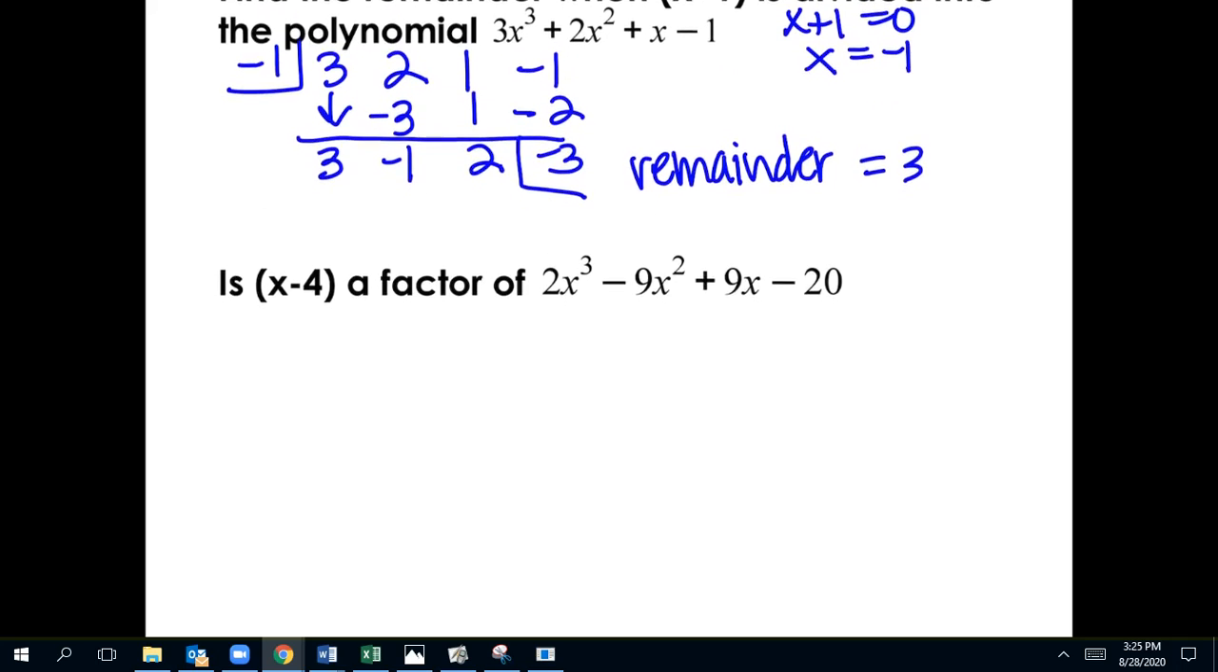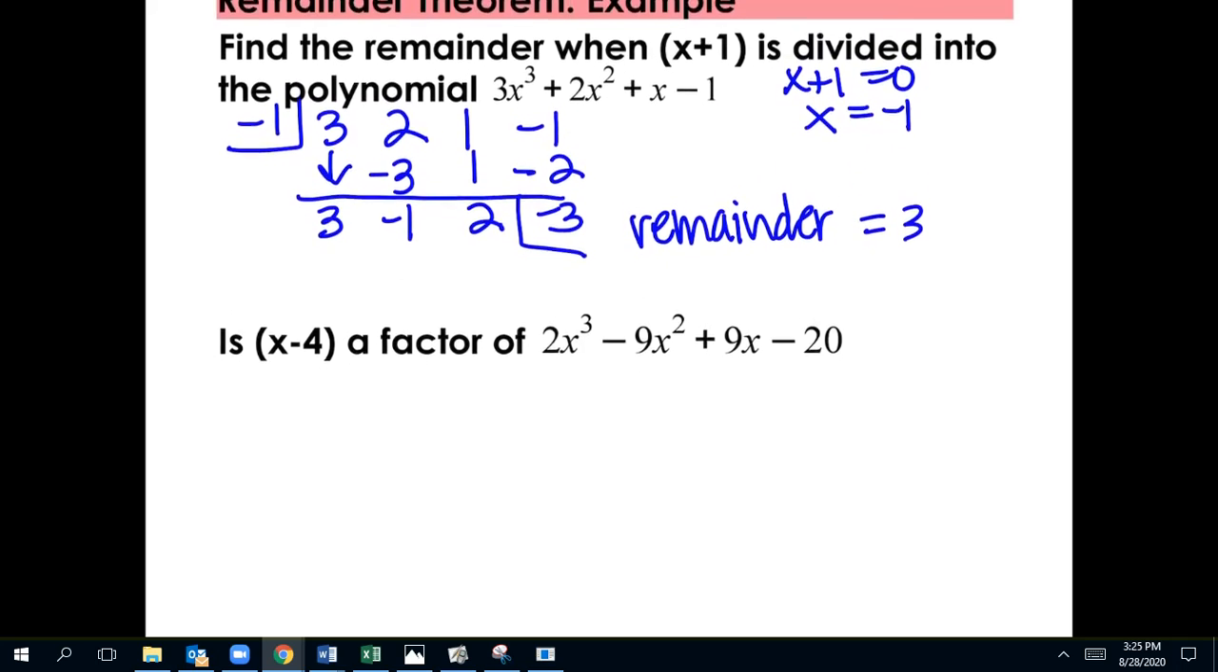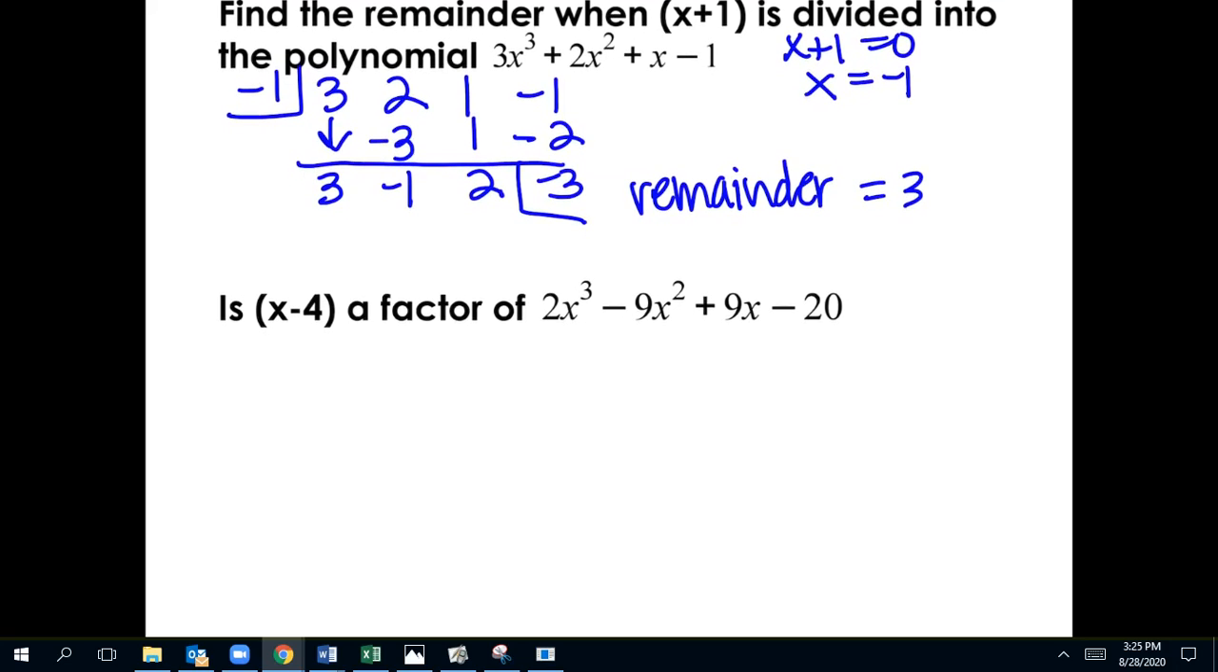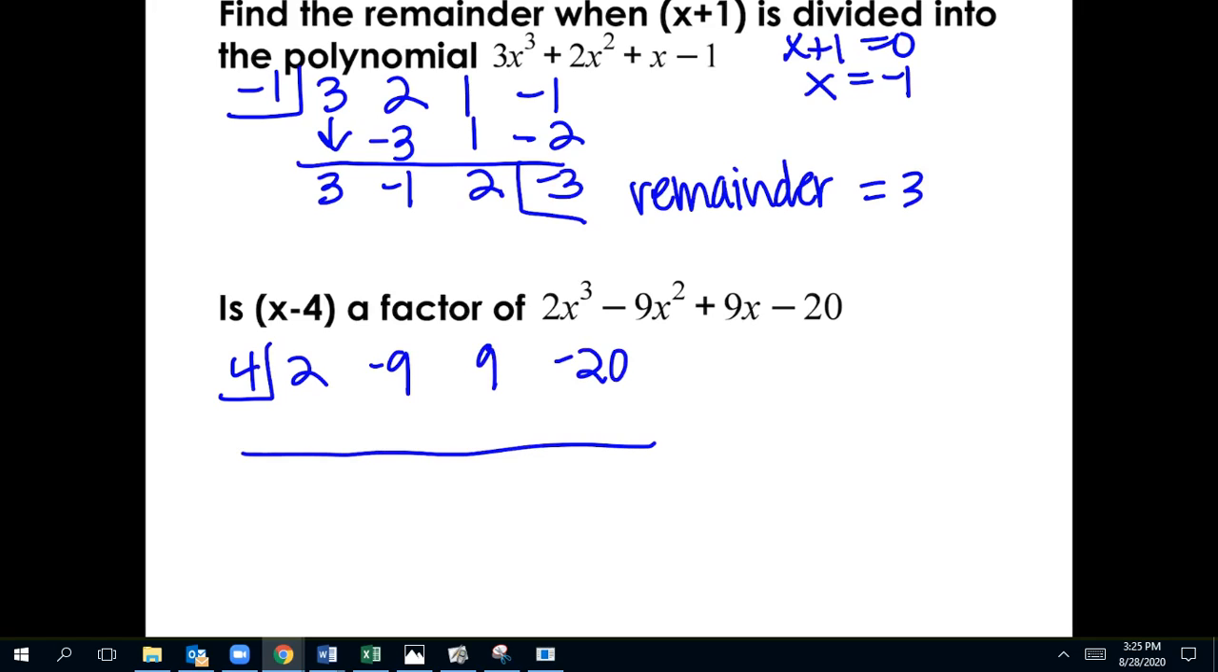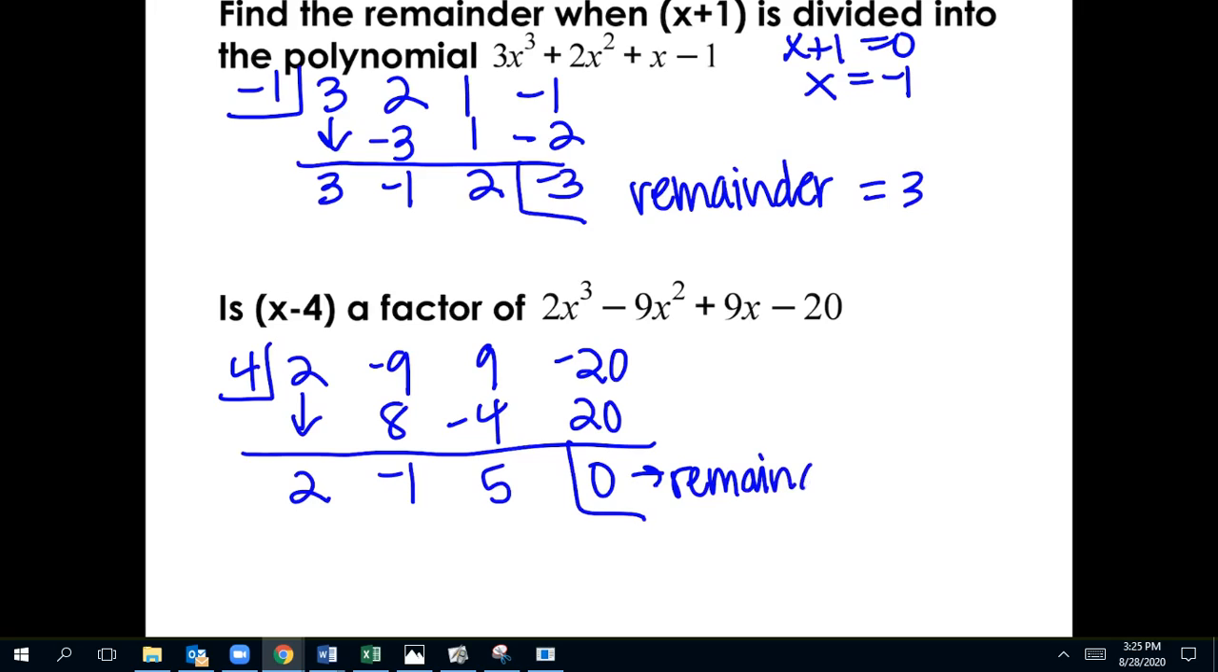Is x minus 4 a factor? So let's find out. We're going to put 4 in the box, list the coefficients, bring down the 2, multiply. When the remainder equals 0, then yes, x minus 4 is a factor.